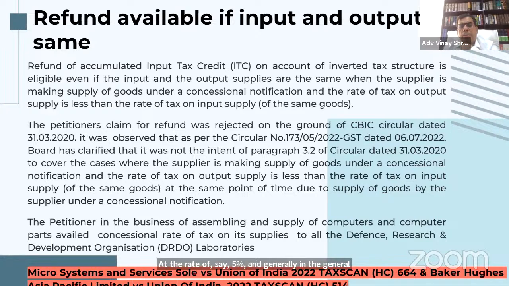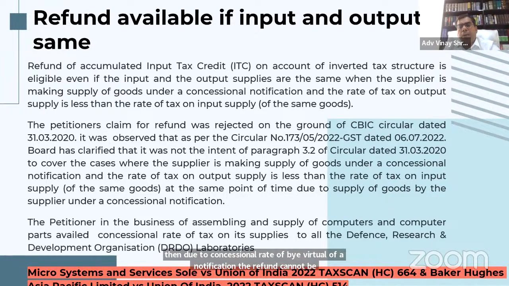So the question arose whether the refund can be given when, number one, input and output is the same. And secondly, whether the concessional availment of a rate is also entitled to refund on account of unutilized input tax credit on inverted tax structure. So there was a circular issued by the board in 2020, whereby it said that if the rate of tax on output supply and the input supply is the same, then due to concessional rate by virtue of a notification, the refund cannot be granted.